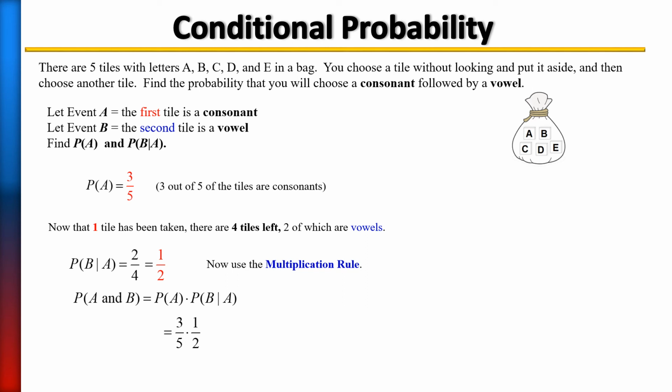Multiplying the top, 3 times 1 is 3. Multiplying the bottom, 5 times 2 is 10. So therefore, the probability that you will choose a consonant followed by a vowel is 3/10. Recall, you could also write it as a decimal or as a percent.